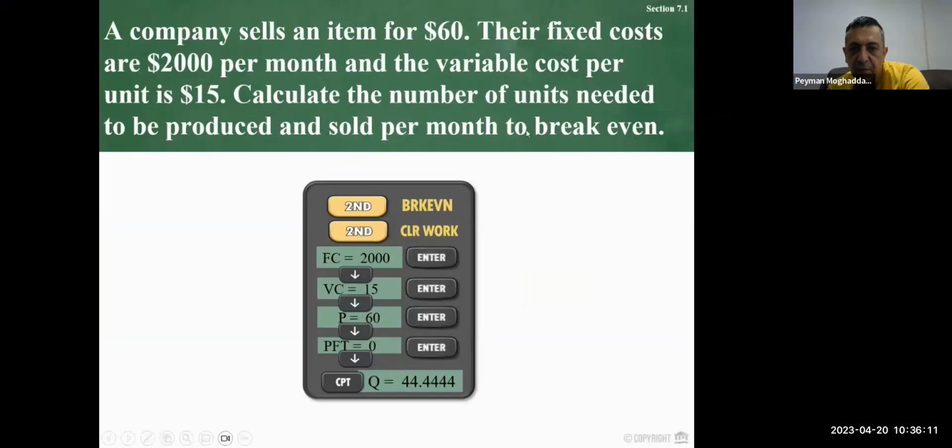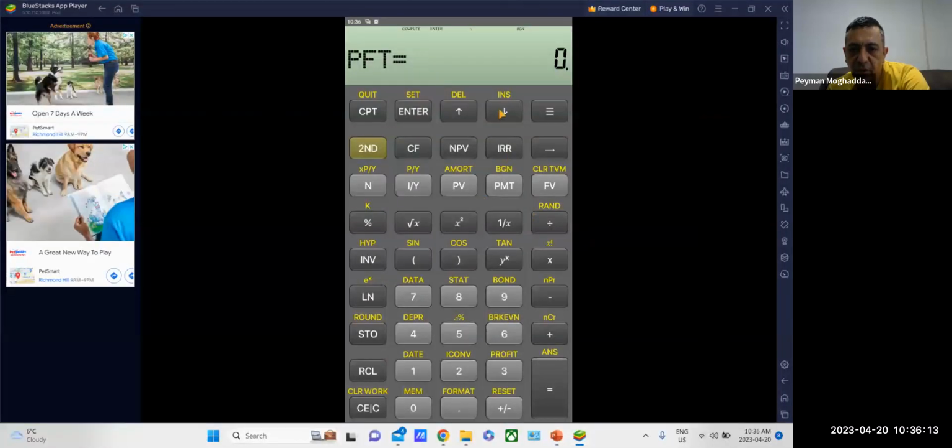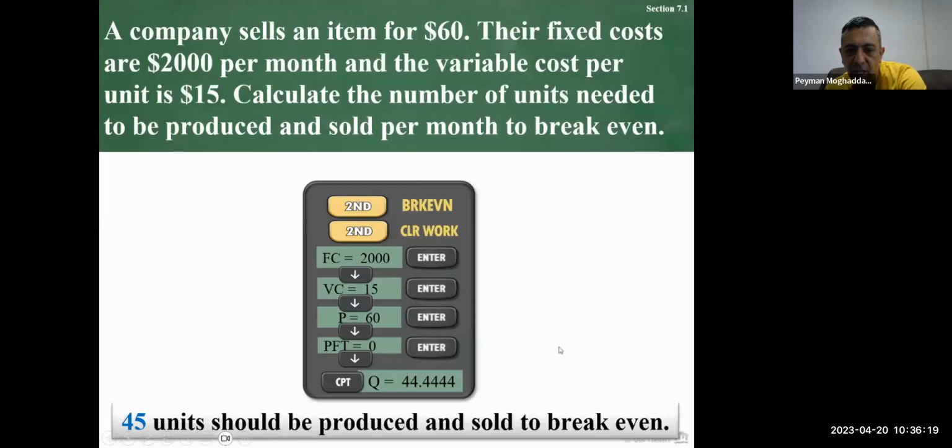And now they said break even, so profit is 0, it's fine. And now we want to know quantity, 44.44. And since 44.44 doesn't make any sense, we do 45, right? So we round up all the time, guys. Even if it's 44.01, you make it 45. So always round up in this case, okay?